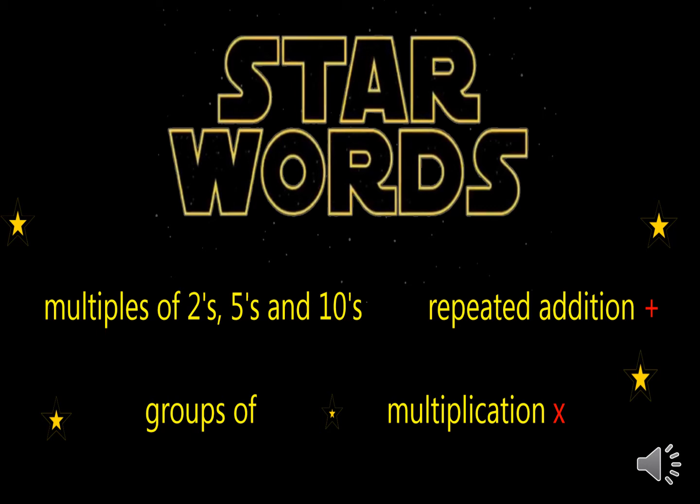Our other star words say repeated addition with the addition symbol next to it in red. We've got the phrase groups of, which we used lots of last week. And our last star word is multiplication, and it's got the times sign next to it.